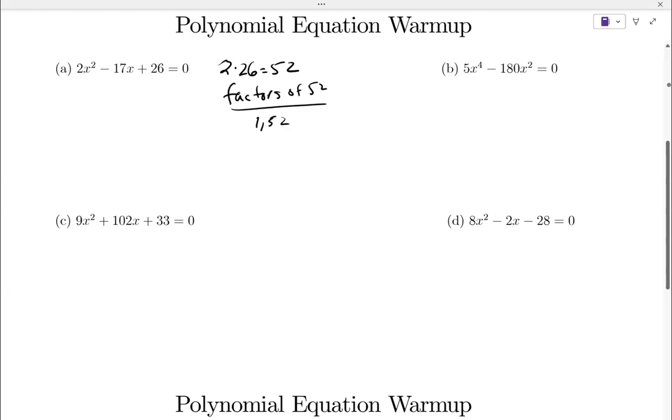1 and 52, 2 and 26, 4 and 13. That it? I think that's it, isn't it? Okay. So what did you use then? The 4 and 13. And in particular, you got to make them both negative, right?